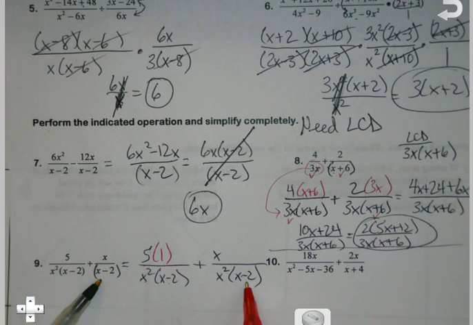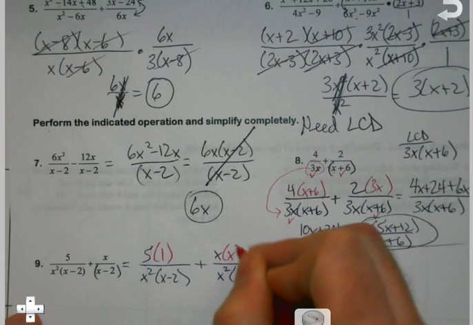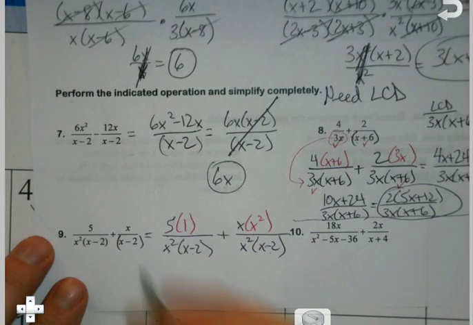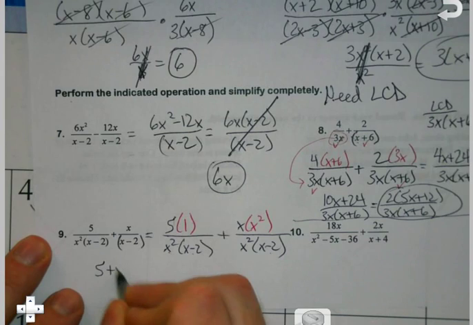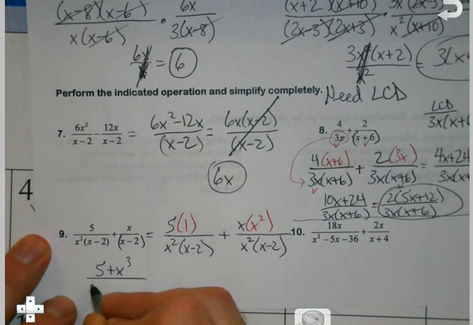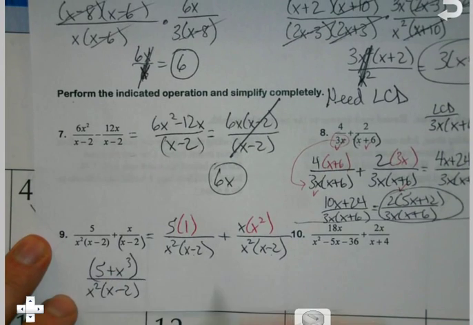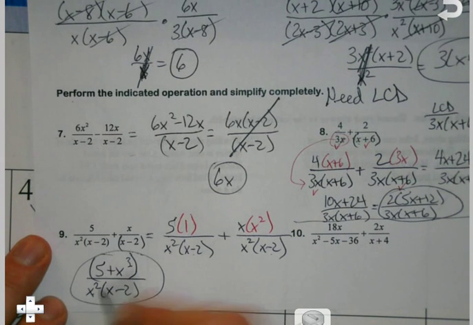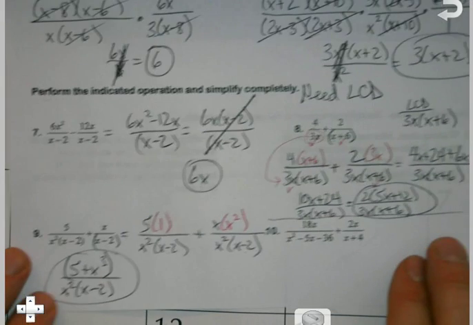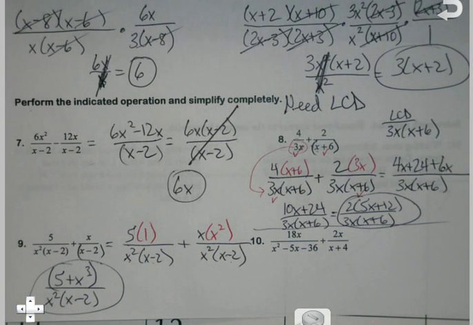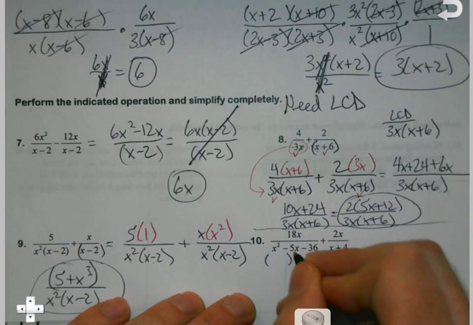Here, I got the x minus 2. I need the x squared. 5 plus x cubed over x squared, x minus 2. Put that in parentheses too. You cannot whack those. If you whack those, it will be a major deduction because we've gone over that a whole lot. That's all I'll say about that.